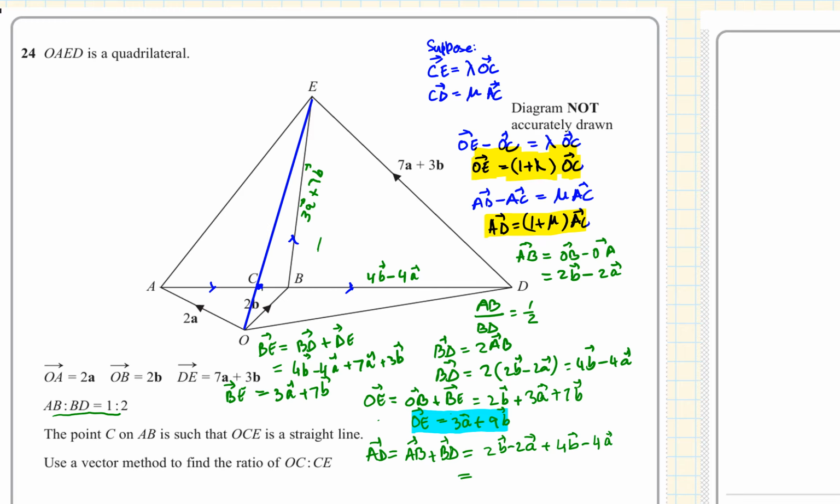So that is equal to minus 4A minus 6A plus 6B, and that is AD. Okay, so we know OE, we know AD. So OE is this whole thing, we know AD, and now let's see how to work out the parts.